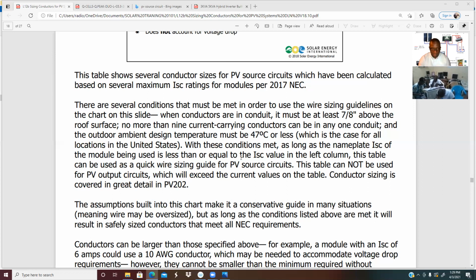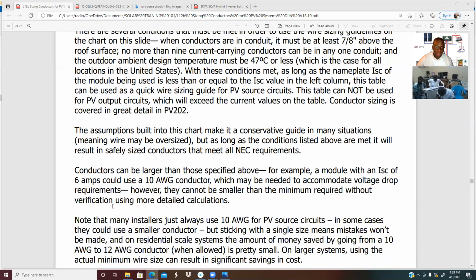As long as the nameplate Isc of the model being used is less than or equal to the Isc value in the left column, this table can be used as a quick wire sizing guide for PV source circuits. This table cannot be used for PV output circuits which exceed the current value on the table. Conductor sizing is covered in greater detail in PV 202. There's a course for that.